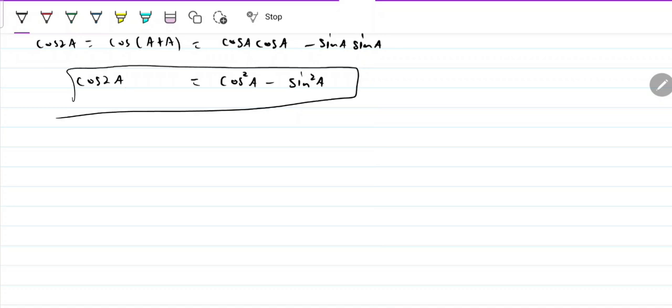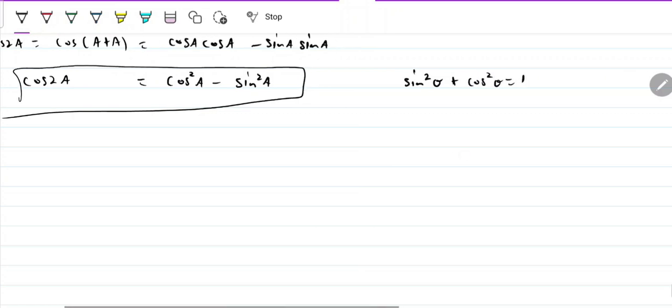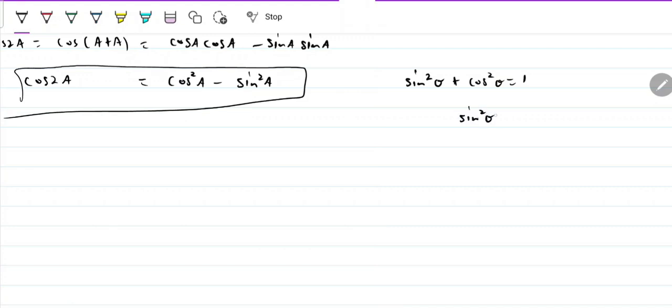Or exclusively sine. Now remember, the first Pythagorean identity, sine squared theta plus cos squared theta was equal to 1, right? So from this, you know that sine squared theta would be equal to 1 minus cos squared theta, right? So now we're going to have cos square A minus sine square A, but sine square A, we know, is going to be 1 minus cos square A.